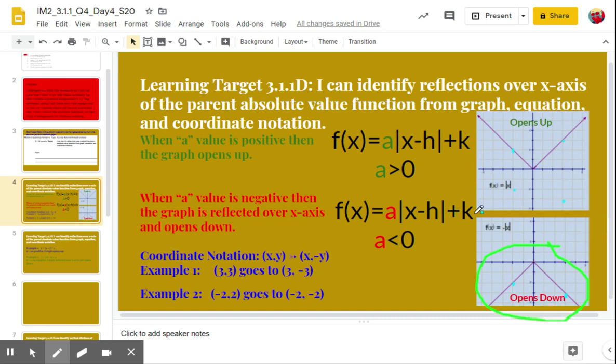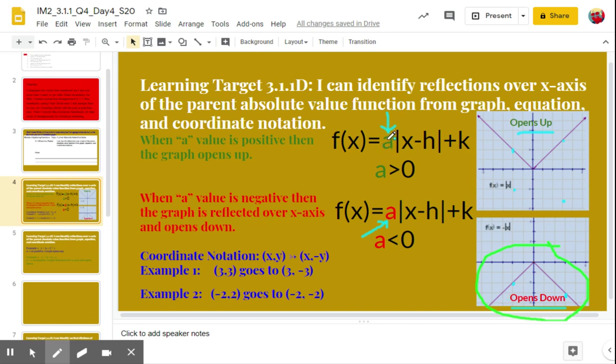Now, how do you see it in the equation? Well, in our equation, f of x equals a times the absolute value of x minus h plus k, it's all about the a value. All right, so if the a value is positive, then it's going to open up. If this a value is a negative number, then it's going to open down. So it's that simple. If you see the a value is positive, it opens up. If it's negative, it opens down. There was a reflection over the x-axis.